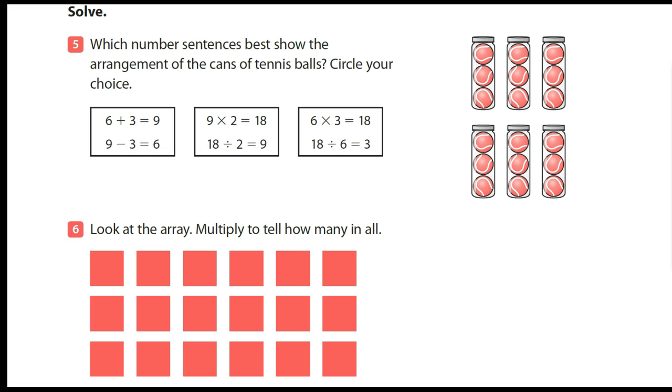It says, which number sentence best shows the arrangement of the cans of tennis balls? Circle your choice. Okay. So wait a minute. Are we adding or subtracting, or multiplying and dividing? So could this be the answer? No. I know that for a fact. So now instead of 3 choices, I have 2. Okay. How many groups are there? Okay, look. How many groups are there? How many tennis cans?